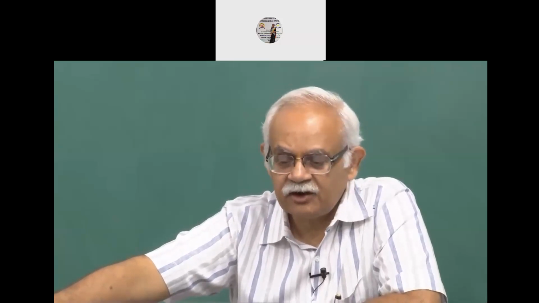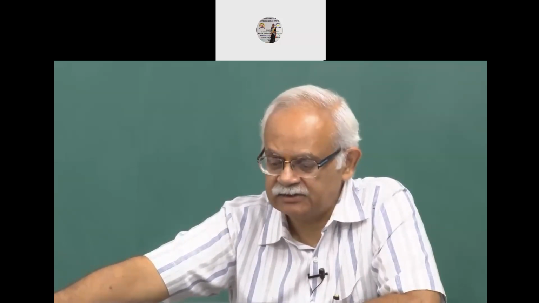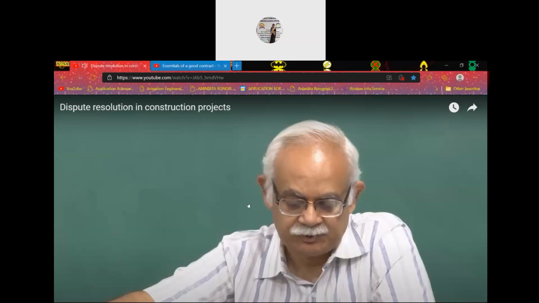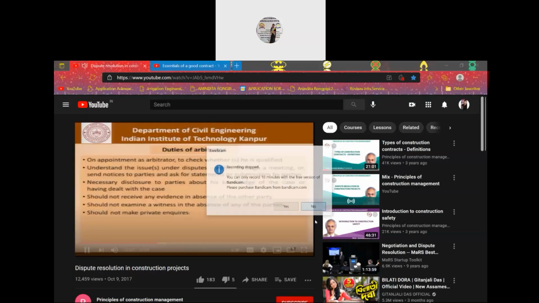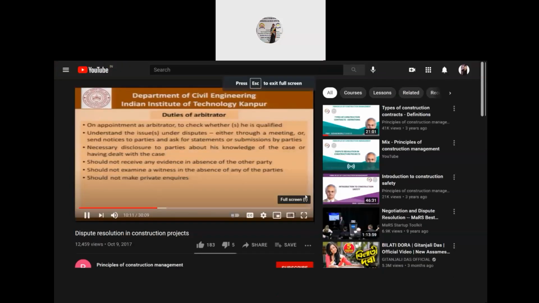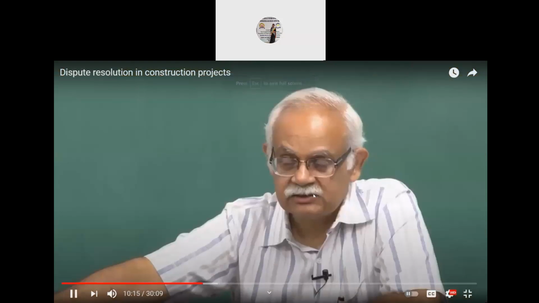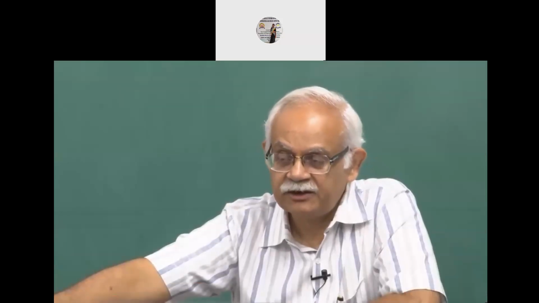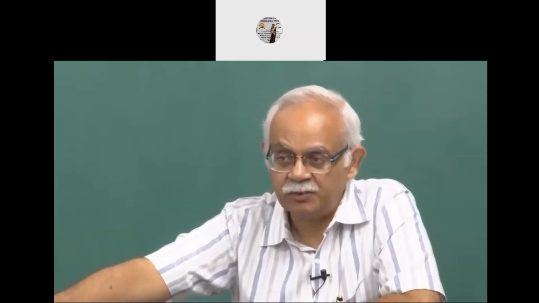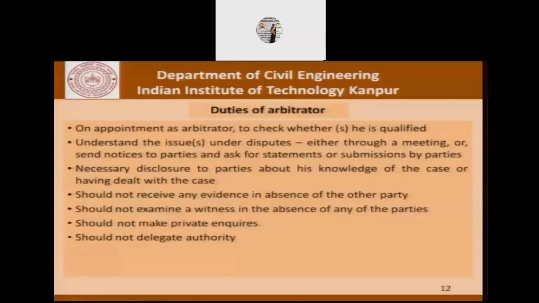The arbitrator cannot receive evidence in the absence of one party. He should not examine evidence except in the presence of the parties in dispute. He should not make private inquiries. If the arbitrator does some fact finding, no matter what the intention is, it must be only in the presence of the parties. The arbitrator cannot favor a party.